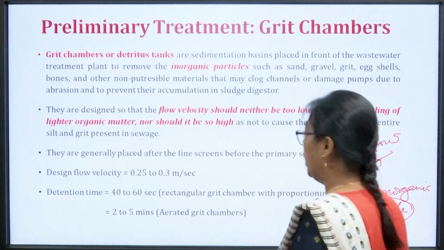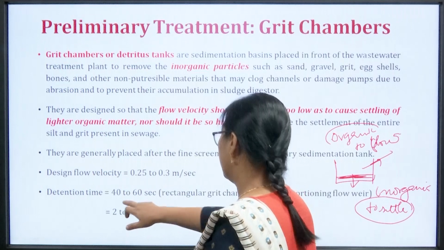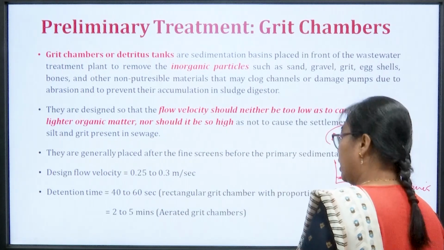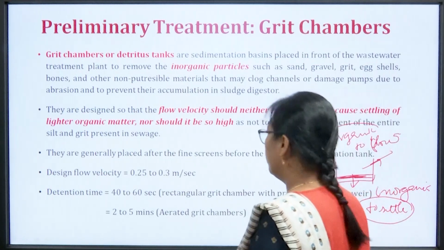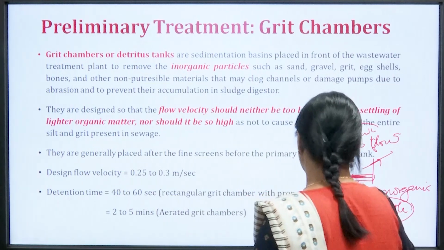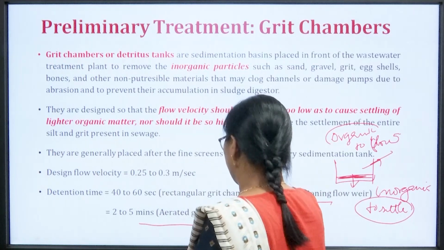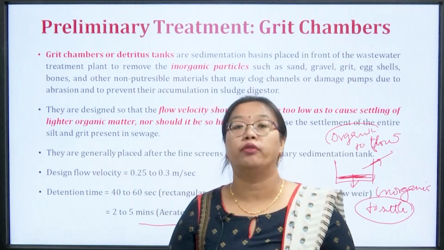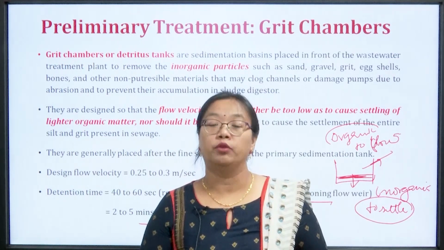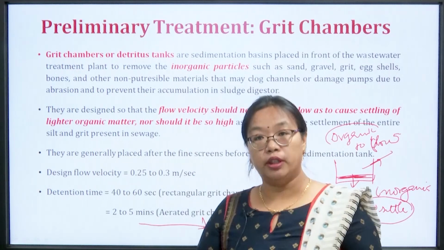So, the design velocity is around 0.25 to 0.3 meter per second. The detention period is generally 40 to 60 seconds, a very short detention period, for rectangular grit chambers with proportional flow weirs, and around 2 to 5 minutes for aerated grit chambers. So, even in grit chambers you have different types, and for aerated grit chambers you may have 2 to 5 minutes of detention time, generally around 3 minutes.